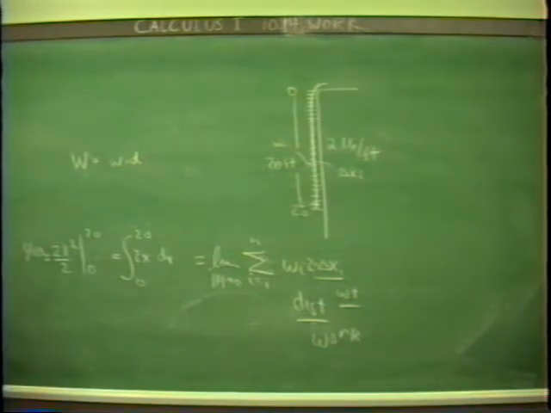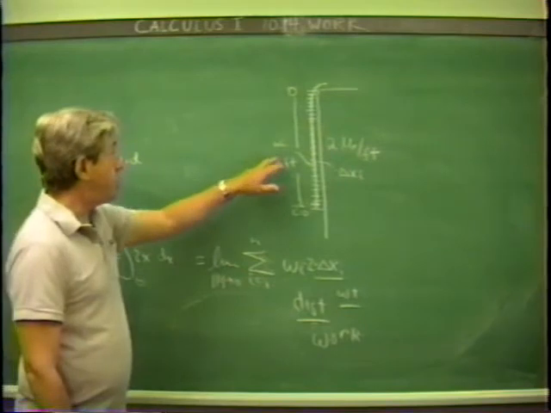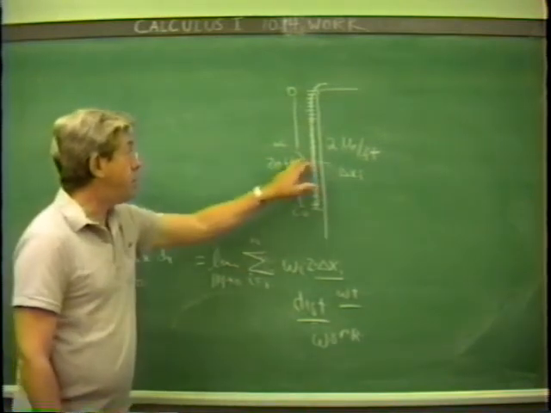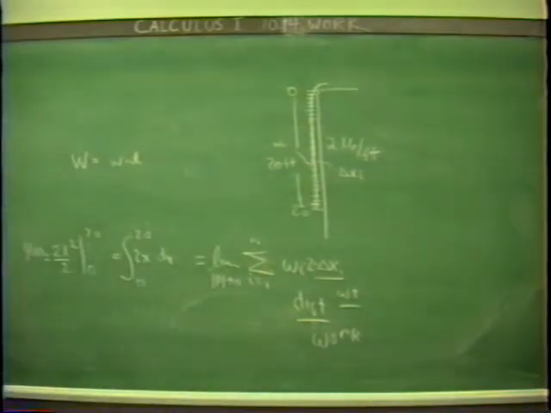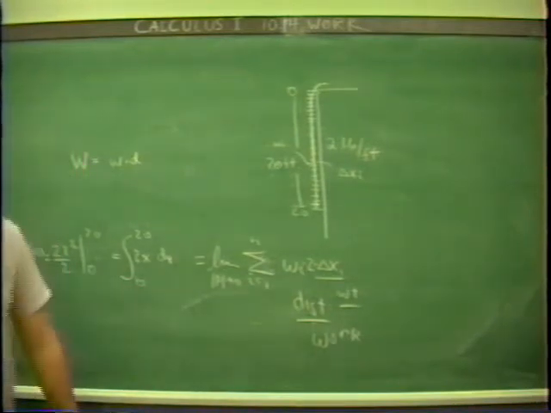Okay? So this says that the amount of work involved in lifting this is going to be 400, and the units are going to be foot-pounds if this was in feet, and the weight of the chain is in pounds. So 400 foot-pounds is the work involved in lifting this chain up.